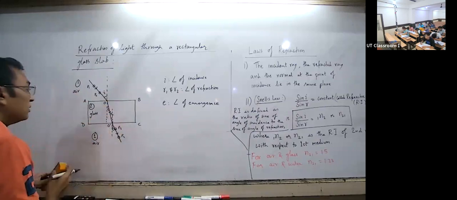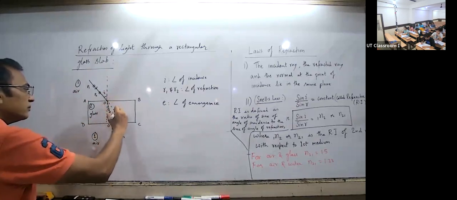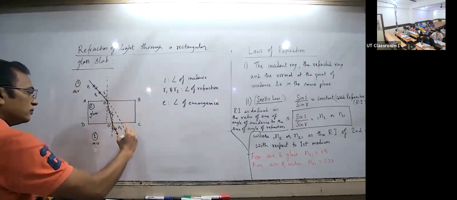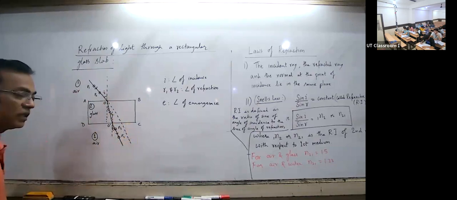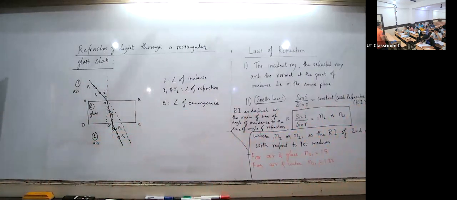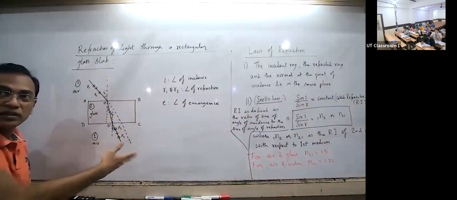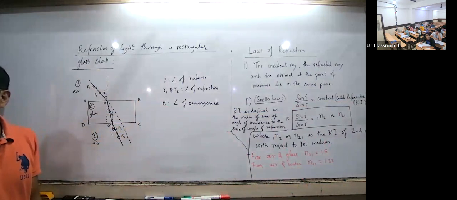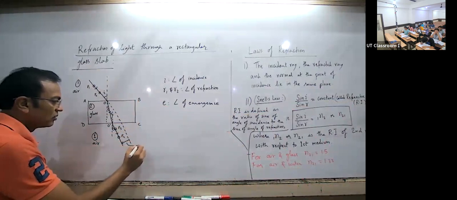We observe that the emergent ray... is there any deviation between the incident and emergent ray? There is no deviation. They are parallel only, no? Yes. It is parallel to the incident ray. So where is the deviation? What is the angle between parallel lines? 0. So no deviation. But there is a lateral shift. They shifted. There is a lateral shift.